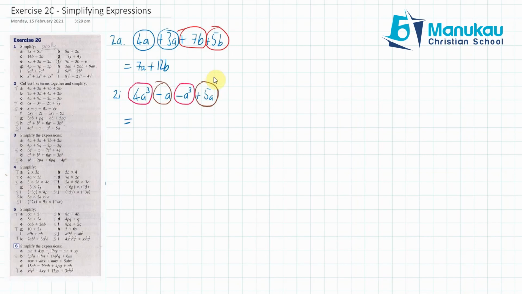And when I join them all together, I've got a 4a cubed minus an a cubed. In other words, it's 4 minus 1, because if it doesn't have a coefficient, i.e. a number in front of the letter, that just means 1. So 4 minus 1 gives me 3a cubed. And then I've got a negative 1a and a positive 5a, which adds to 5 minus 1, 4a. And that's that question done.